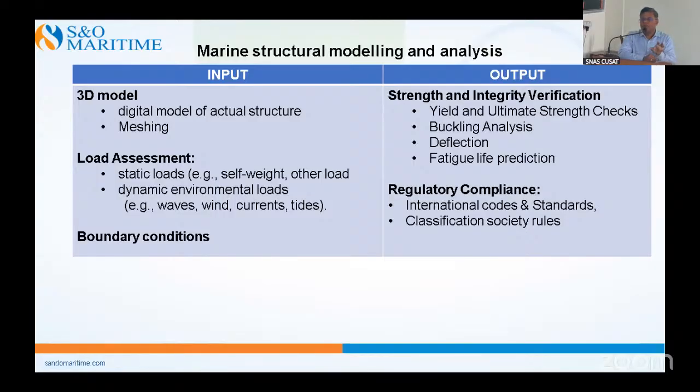You should have a look at all these structures wherever you go. If you're planning to become a structural engineer, yes, you should see these things. It's not that ships and offshore is our field. Everything is engineering, and the theory is the same.